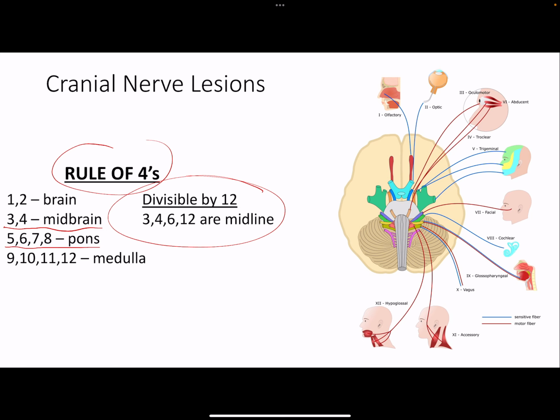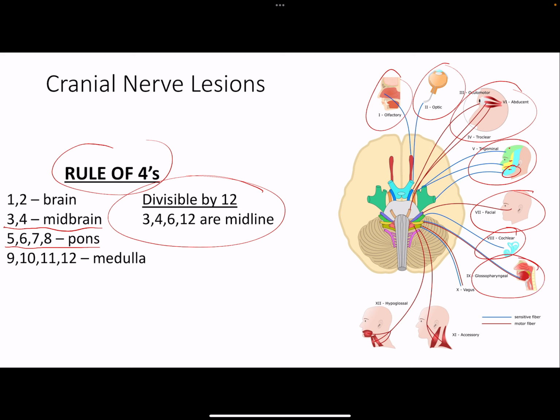We're going to go into this in way more depth, but 1 is smell, 2 is afferent visual, and 3, 4, and 6 are motor. Trigeminal, we have V1, V2, V3 for sensory of the face. V3 also does muscles of mastication. 7 is mostly going to be facial motor. 8 is sound and hearing. That's the vestibulocochlear nerve.